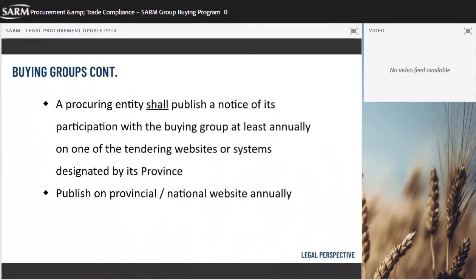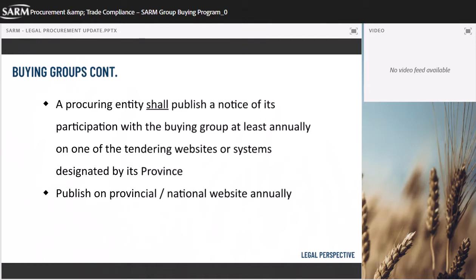A procuring entity shall publish a notice of its participation with the buying group at least annually on one of the tendering websites or systems designated by its province. So this notice is intended to direct potential vendors to the buying group tender notices website, if it's at all different from local websites for the municipality. So the system that's designated by the province of Saskatchewan is Sask Tenders.